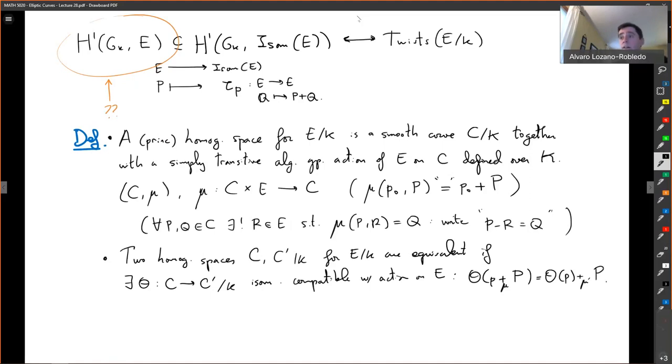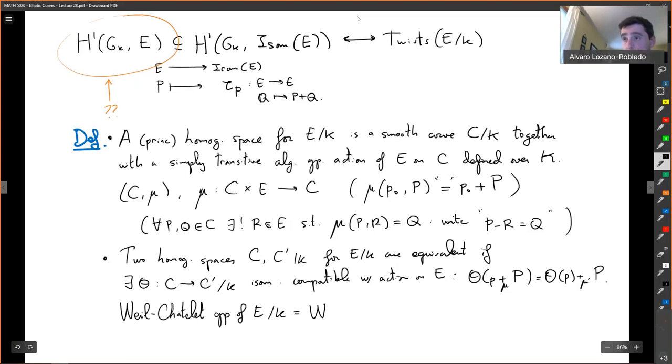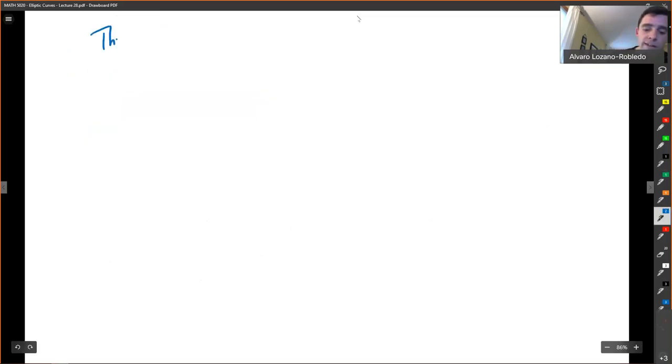Okay, and then the equivalence classes are called the Weil-Châtelet group of E over K. This is homogeneous spaces for E modulo the equivalence that we just defined. And the theorem that I'm again not proving here is that precisely the homogeneous spaces of those twists that come with that action are the ones that we want.